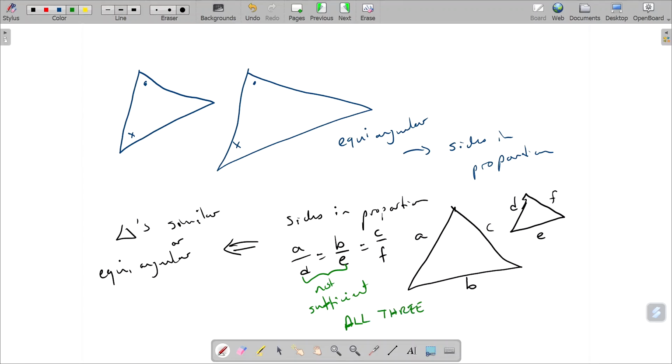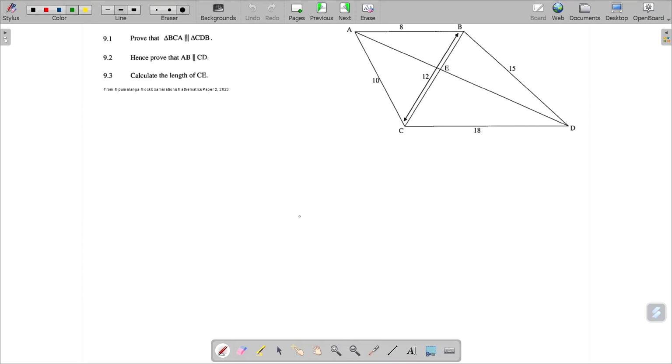Now, admittedly, this is not a theorem that gets asked too often in exams. In my research for today's lecture, I was only able to find one or two real examples, and here's one from an old mock examination from Mpumalanga. We're given some form of quadrilateral with a set of diagonals, and the information that AB is 8, AC is 10, CD is 18, BD is 15, and the one diagonal CB is the length 12. We're then asked to prove that the triangle BCA is similar to the triangle CDB.